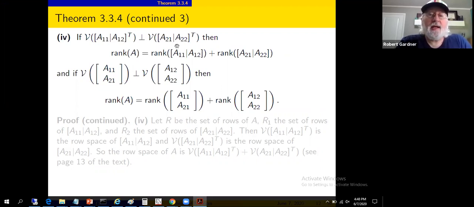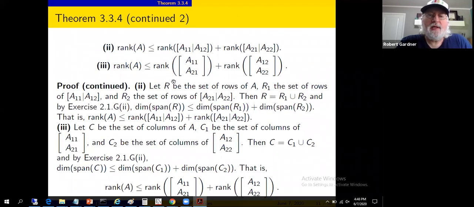We get the orthogonality. Then we get that the rank of A is basically the sum of the rank of the top half plus the rank of the bottom half. For the second part, we're looking at left and right halves. When we've got that orthogonality, then the rank of A is the rank of the left part plus the rank of the right part, which isn't surprising. The orthogonality comes with some linear independence.